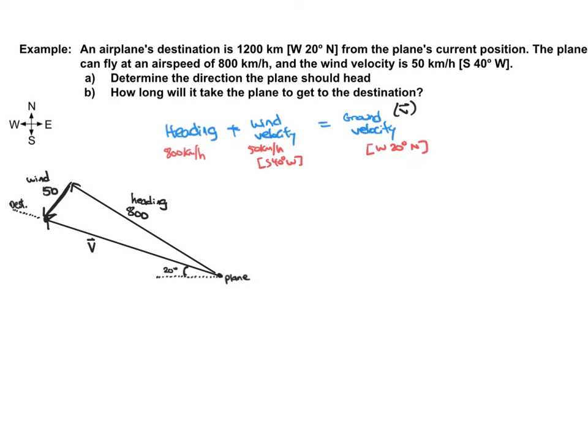Okay, one more thing I have not yet labeled that I know the information for is actually the angle of the wind. It says the wind is south 40 degrees west, so I can label that angle. So that's south, and this would be 40 degrees.